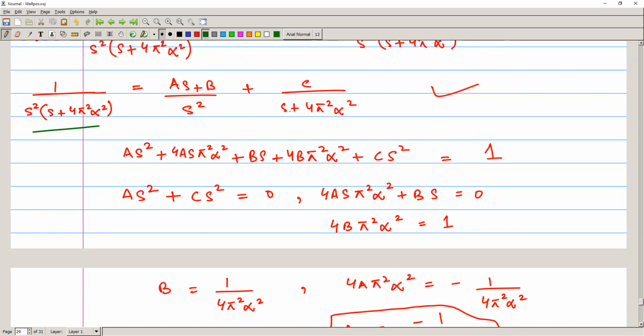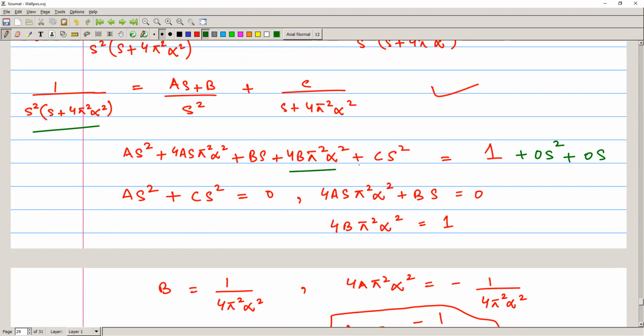The LCM will be cancelled and this will be the equation now, right? So we will compare the coefficients to get a, b, and c. As squared plus bs squared is equal to 0, because there is no coefficient of s squared, so it's 0s squared, and also no coefficient of s, so it's 0s, right? Then 4as pi square alpha square plus bs is equal to 0, therefore 4b pi square alpha square is equal to 1, right?